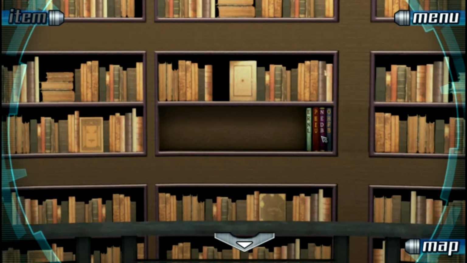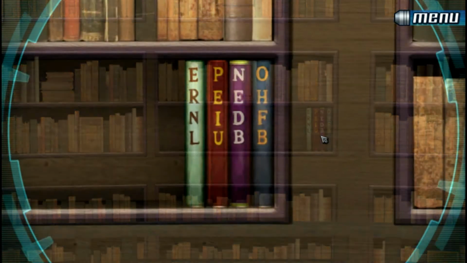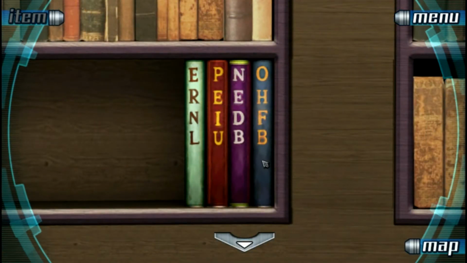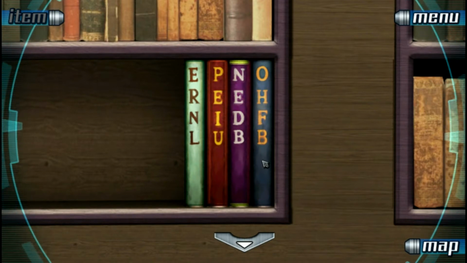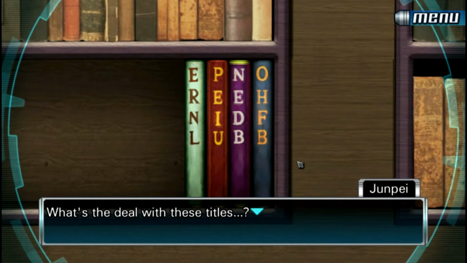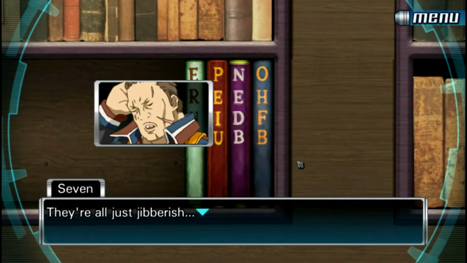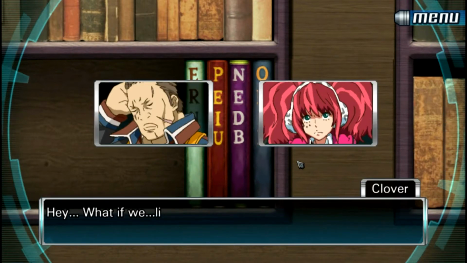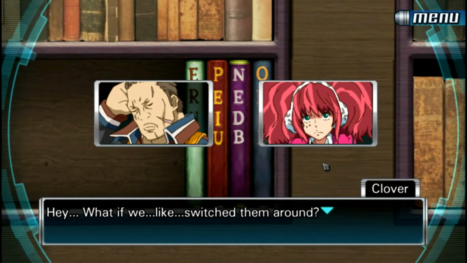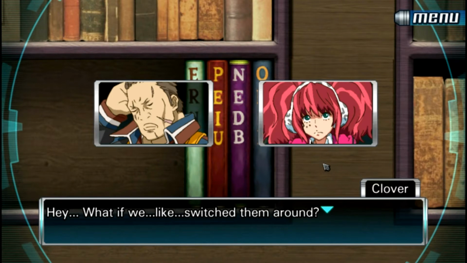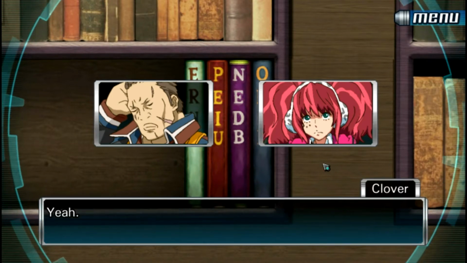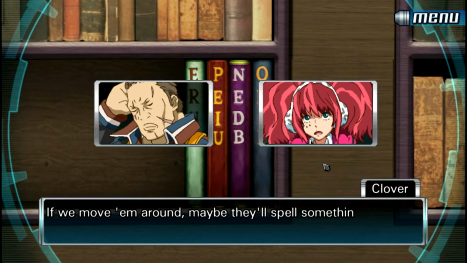First, we have some books over here. O, H, F, and B, N, E, D, B, Peyu, Earn. What's the deal with these titles? They're all just gibberish. Or there is something behind them. Hey, what if we switch them around? If you move them around, maybe they'll spell something.